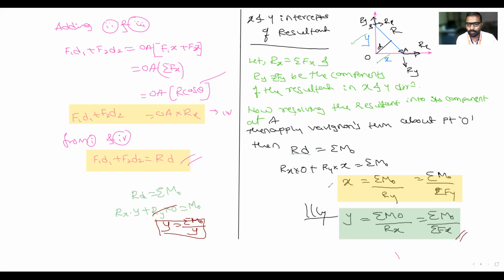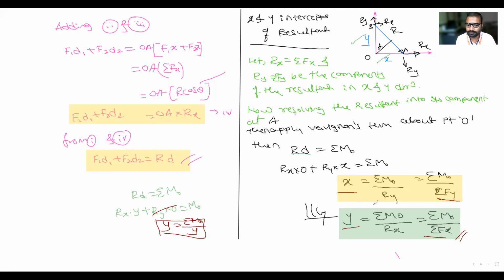So in the exam, what you have to remember is that he is only asking the x intercept and y intercept. For x it is sigma Fy, and for the y intercept it is sigma Fx. You will come to know when we solve the problem.